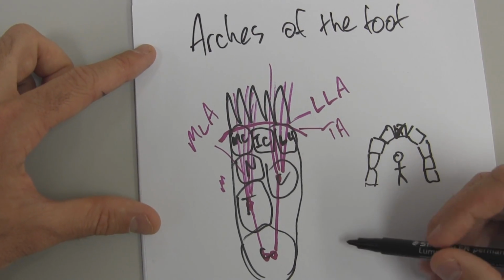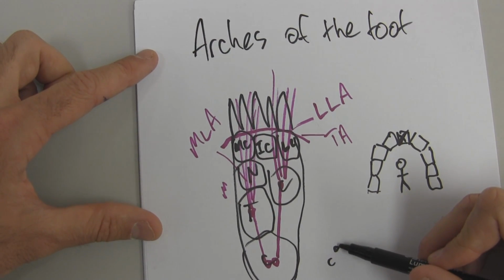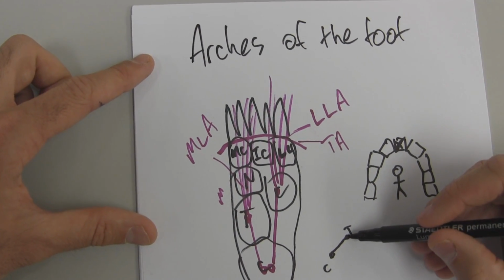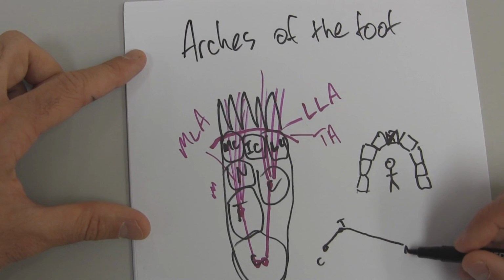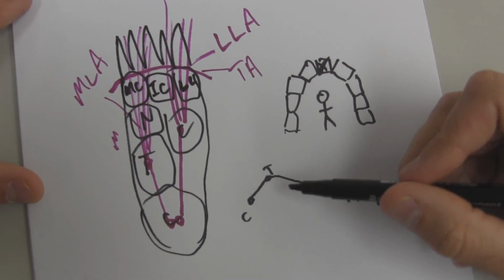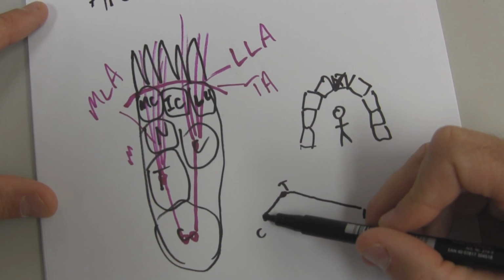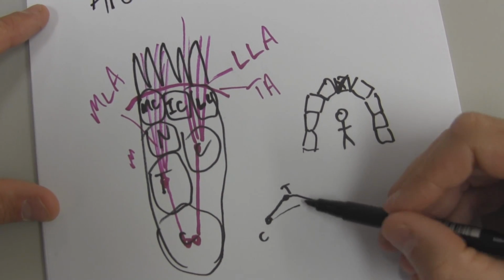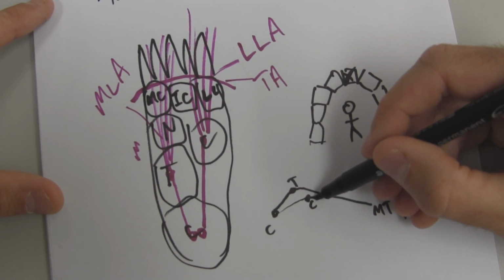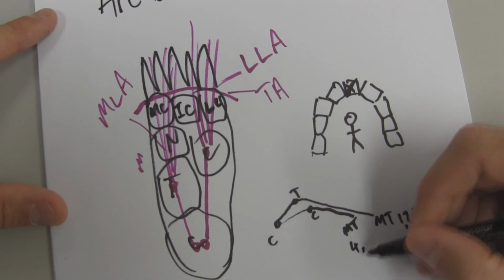If I were to draw this side on, it would look like this. This dot represents the calcaneus. The medial longitudinal arch would rise up to the talus, I'll put a T there, and then descend to metatarsals 1, 2, and 3. Whereas if I were to draw the lateral longitudinal arch, it would go from the calcaneus, it would rise a little bit slower and further forward to the cuboid, and then descend to the remaining 2 metatarsals. So metatarsals 4 and 5.